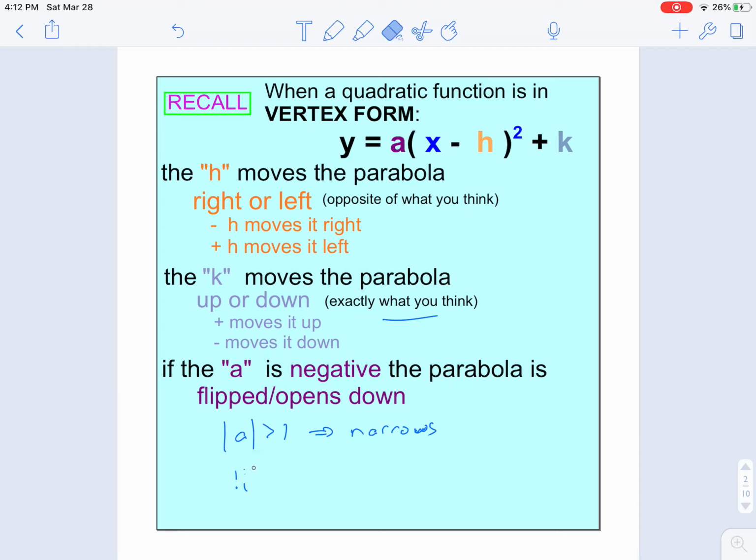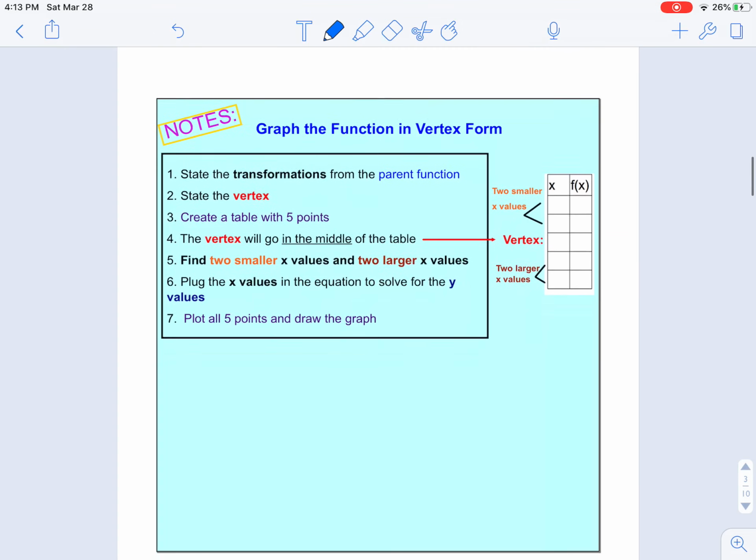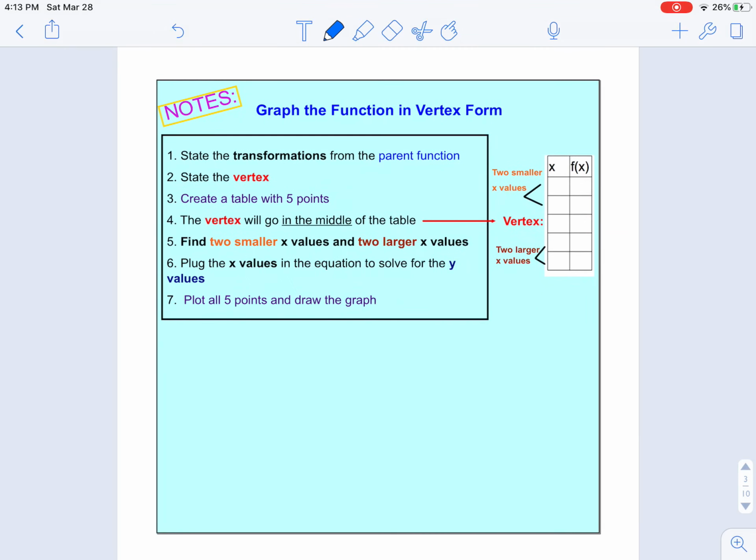And if a, the absolute value of, let me erase that. If the absolute value of a is less than 1, then it's going to make it wider. Okay? Basically, any of those numbers between 0 and 1, or 0 and -1. Something that's smaller than 1 but bigger than 0. And again, we don't really worry about negatives and positives because we know negative just flips it over, positive just makes it point up. We're really just looking if that number itself is bigger than 1 or less than 1.